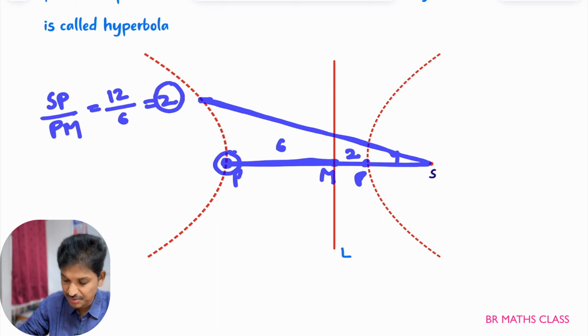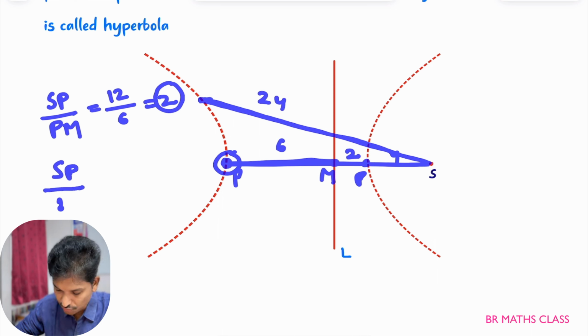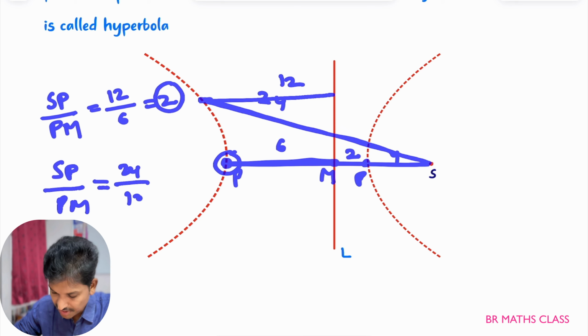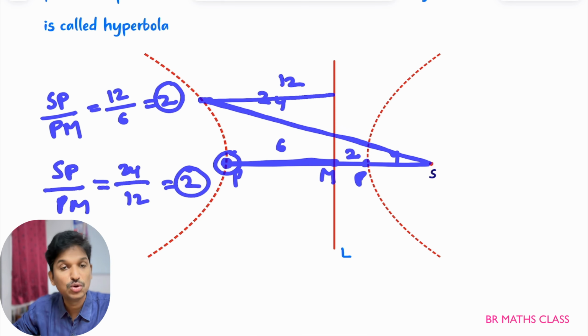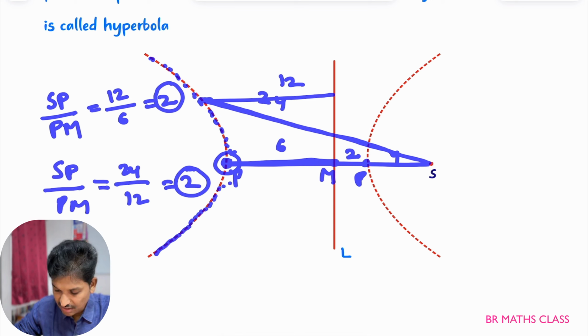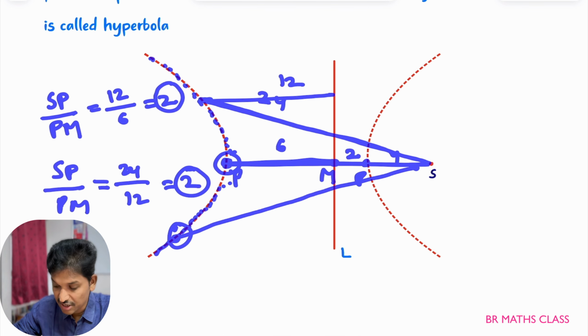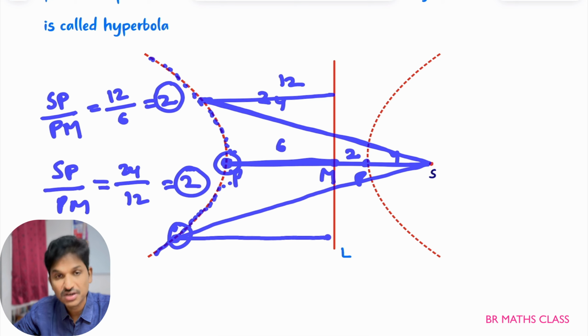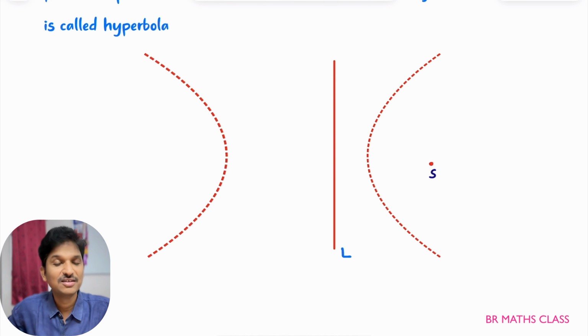Right? This distance is SP. I'll suppose this is 24. SP is 24. PM, I suppose this is 12, right? 24 divided by 12, that is 2. Try to understand. Another set of points also we are getting such that if you take a point P here, the ratio of its distances from a fixed point and a fixed straight line is constant. That constant is greater than 1, right?